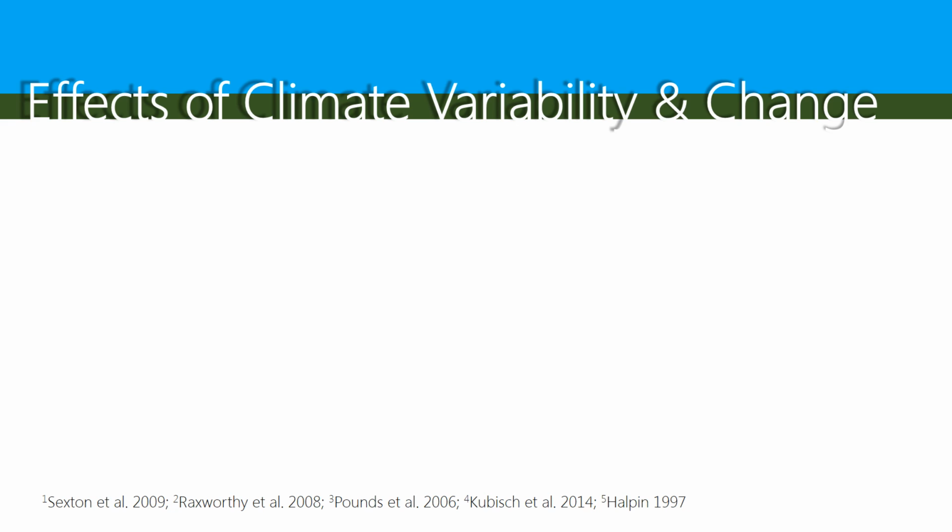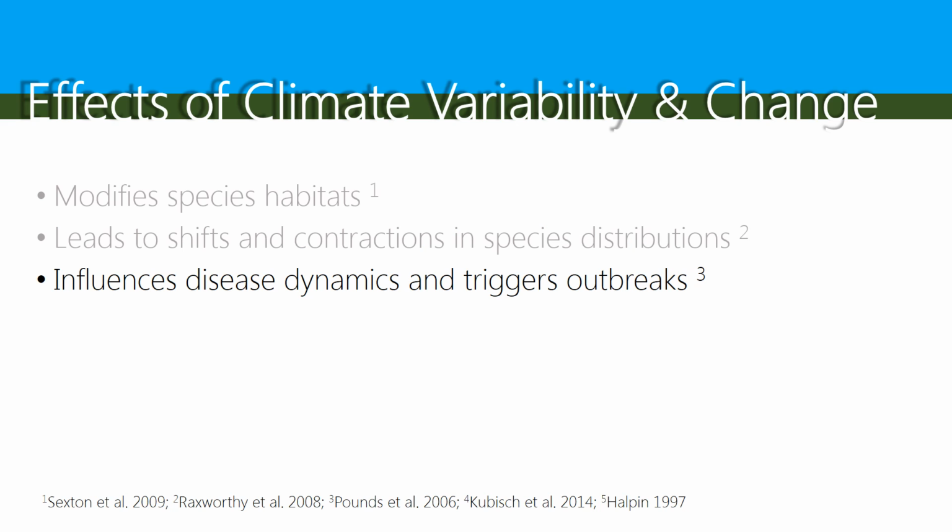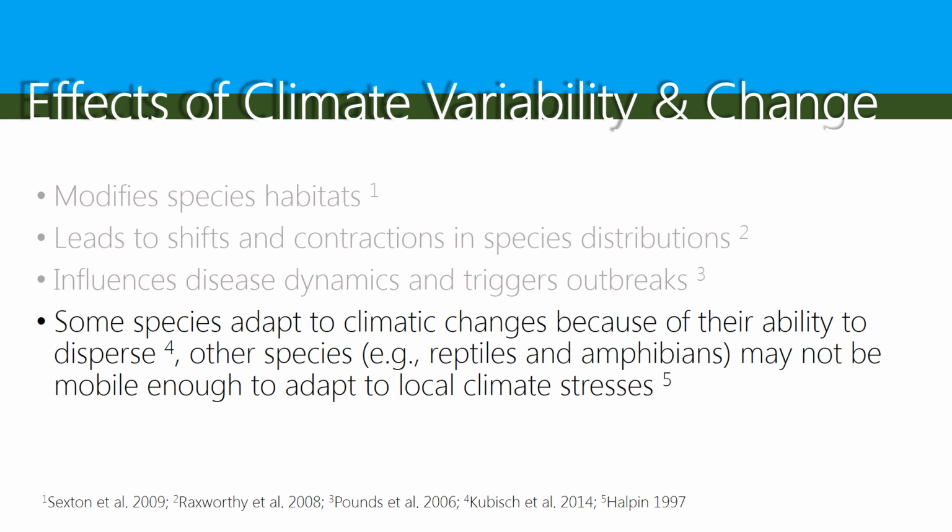So how will climate change affect species? First, it modifies the species habitats. Next, it leads to the shifting and the contracting of the species distribution. That means it changes the species range and distributions. Third, it influences disease dynamics and it could trigger the outbreaks of diseases.